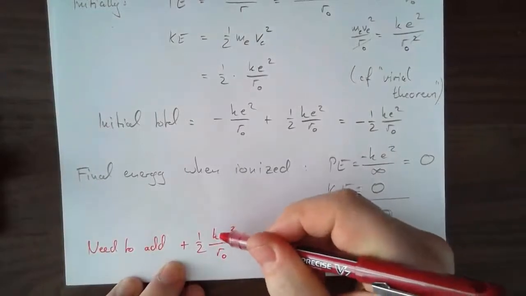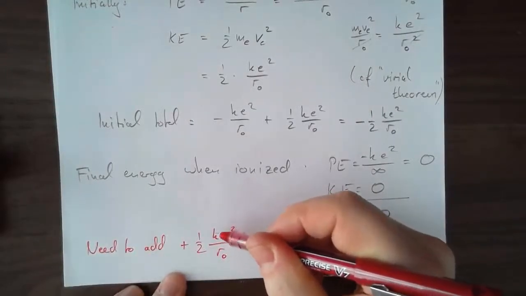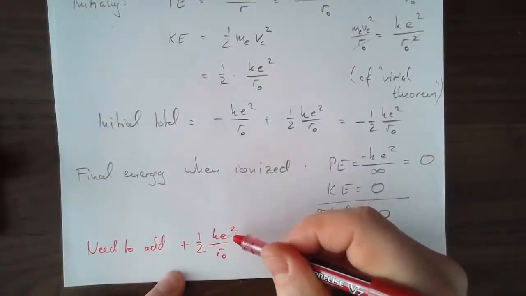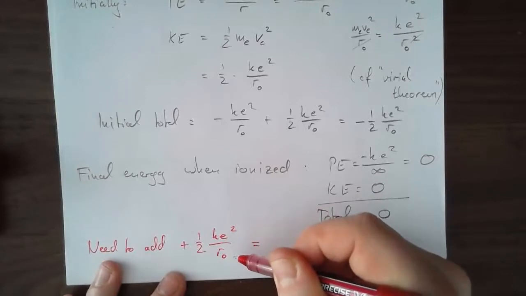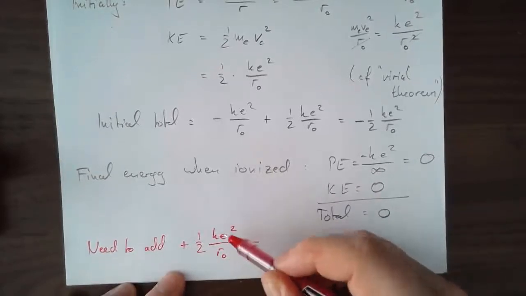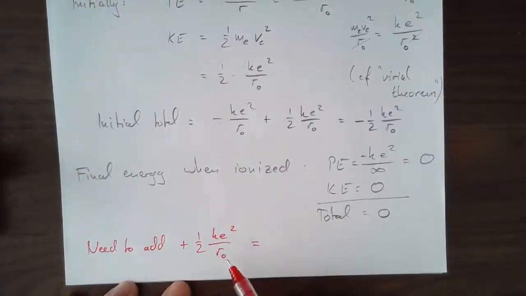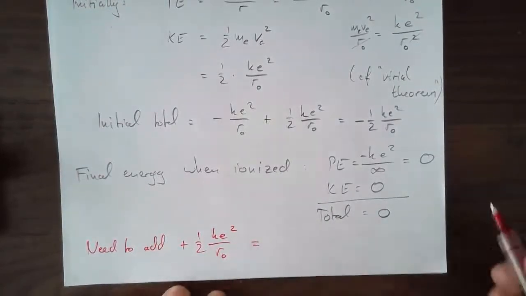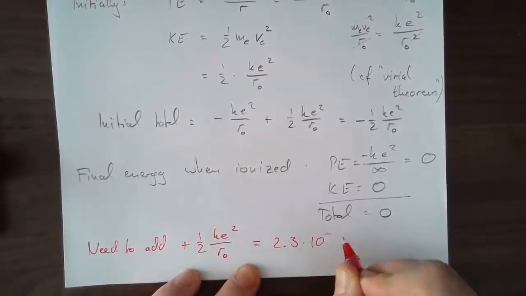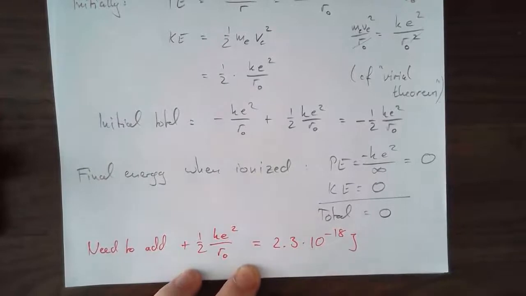You plug in all the values. 9 times 10 to the 9, 1.6 times 10 to the minus 19 squared, divided by 5.3 times 10 to the minus 11. Make sure you actually do this. Make sure you do it carefully. But I think the answer you're going to get is 2.3 times 10 to the minus 18 joules.